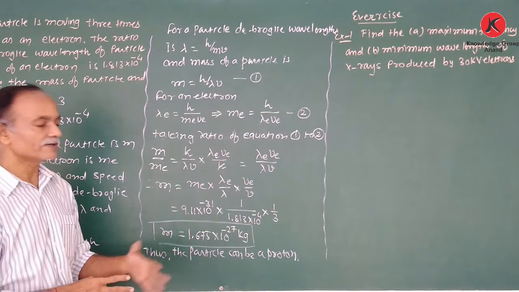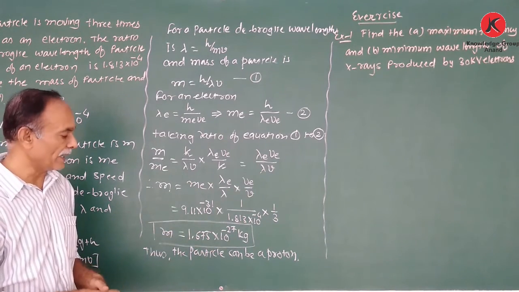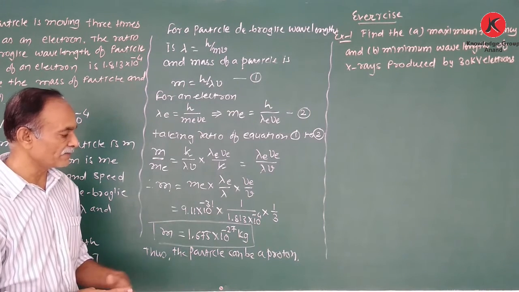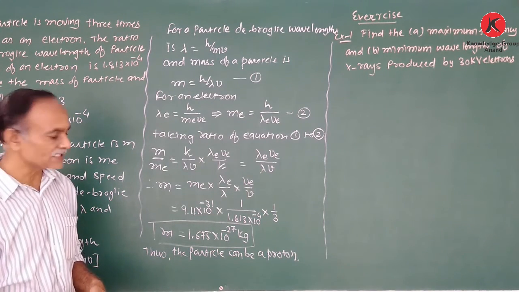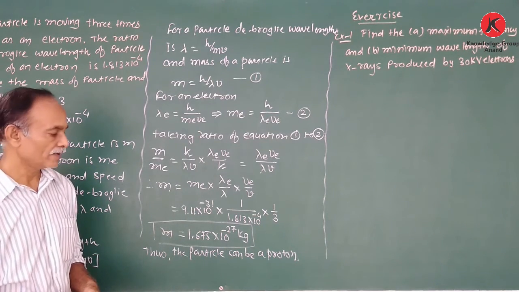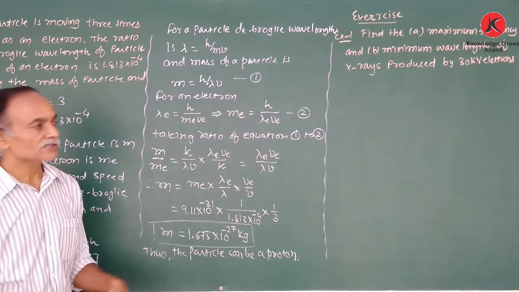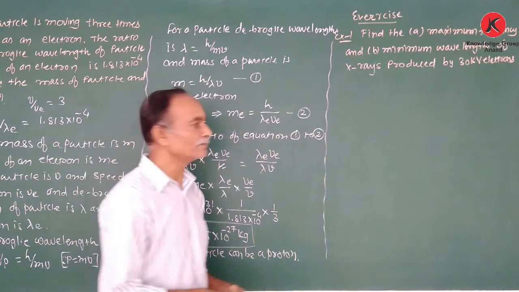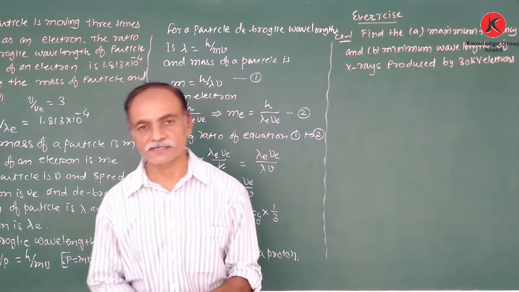Now we substitute the values. So we obtain the mass of the given particle as 1.675 into 10 raised to minus 27 kg. That is close to the mass of a proton. Therefore, the particle can be a proton. So the illustrations of this chapter are completed. Very easy illustrations, with very few equations in this chapter.